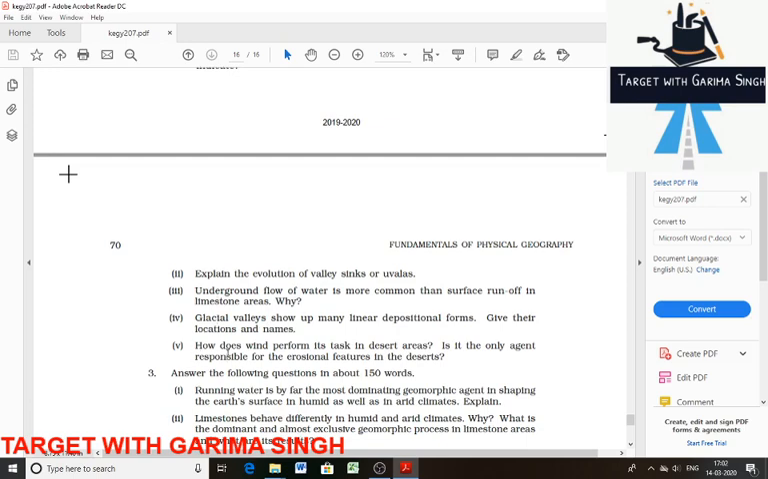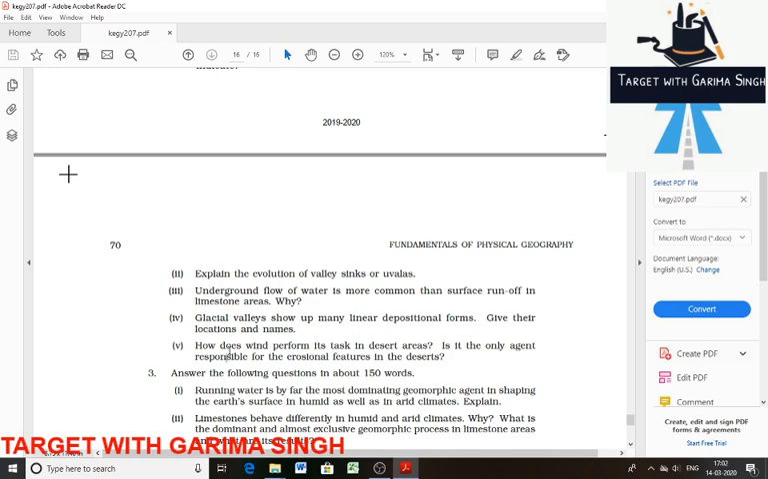And fifth is: how does wind perform its task in desert areas? Is it the only agent responsible for the erosional features in deserts? The desert floor gets heated up too much and too quickly because of being dry and barren. The heated floor heats up the air directly above it and results in upward movement of hot, lighter air with turbulence and, with any obstruction in its path, a set of eddies, whirls, updrafts and downdrafts.